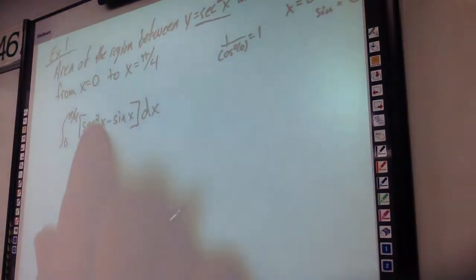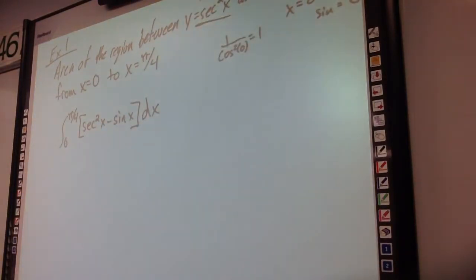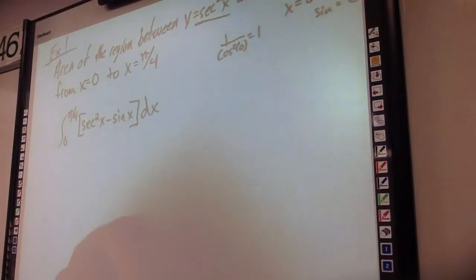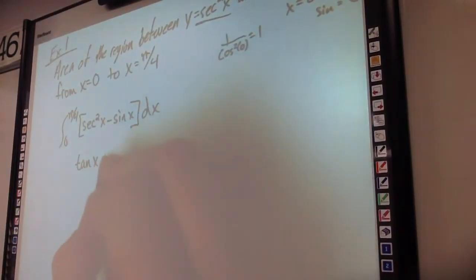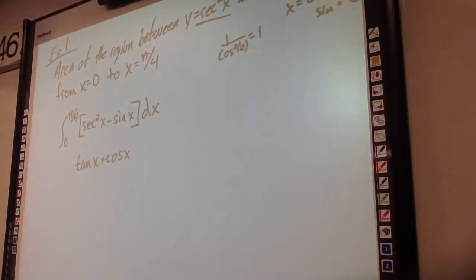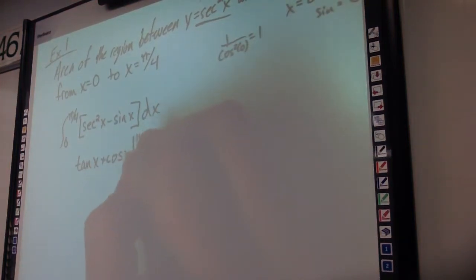We could break this apart into two separate integrals if we needed to. We could go 0 to pi over 4 secant squared of x minus 0 to pi over 4 sine of x. But we don't need to. It's subtraction. So what's the antiderivative of secant squared? Minus, what's the antiderivative of sine of x? Plus cos. Oh, a plus cos. Nice, Bradley. From 0 to pi over 4.